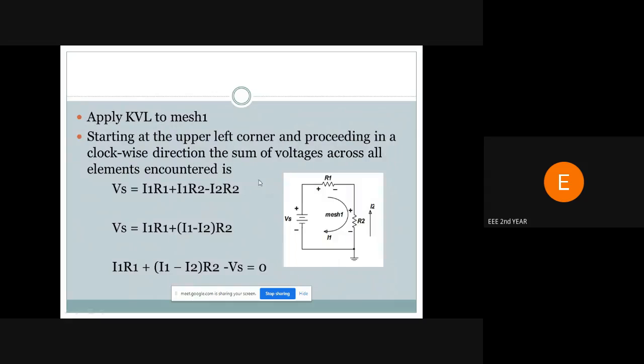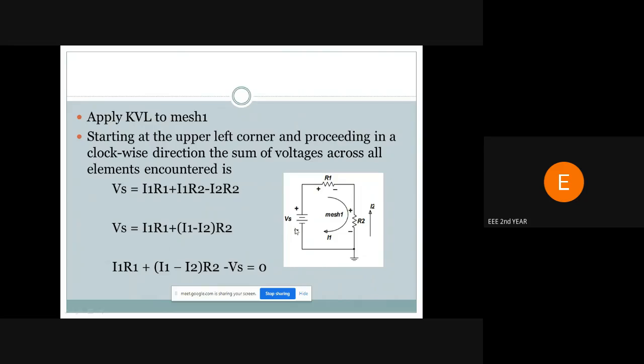So for this case, first consider the first mesh. You just apply KVL to mesh 1, starting at the upper left corner. In another way, you can just take the point where the voltage source is present. From that point you must start. So in this case, for a potential rise, the polarity goes from negative to positive.